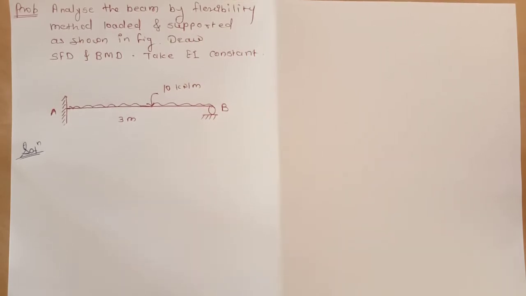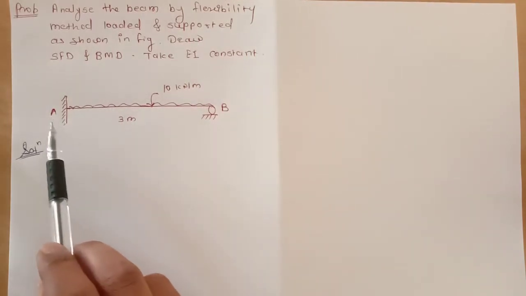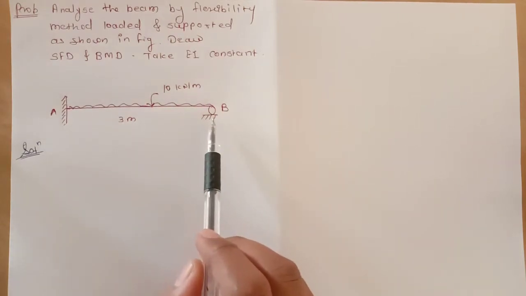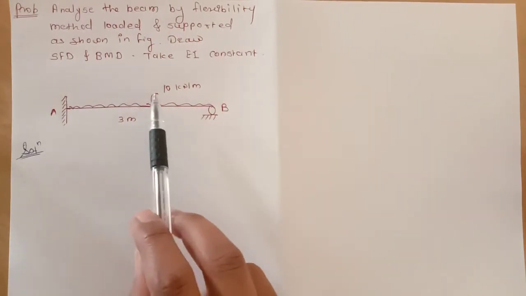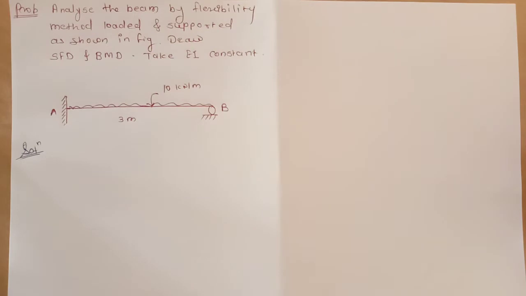Our given diagram is a beam AB. Support A is a fixed support, and support B is a roller support. Over this beam a 10 kN per meter UDL acts, and its total span is 3 meters. Then let's see the solution.